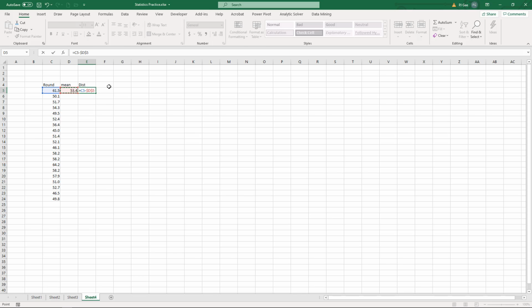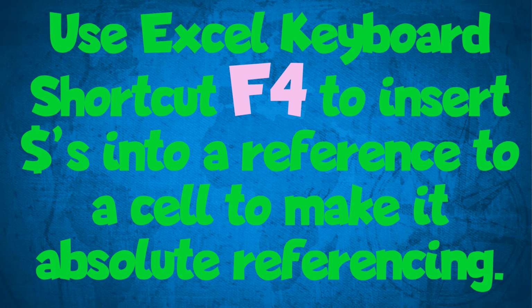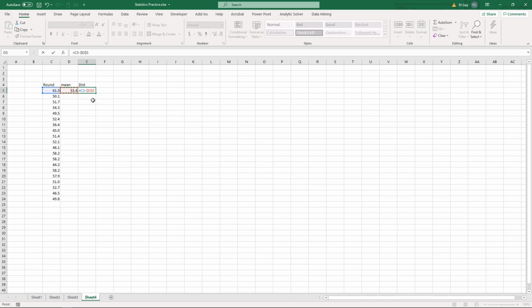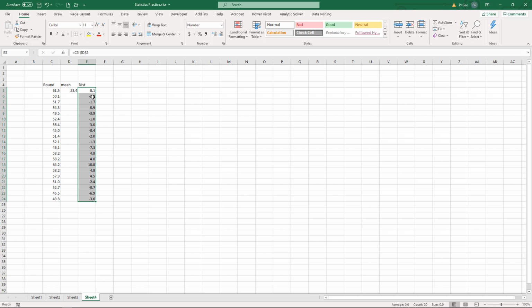Just go to that cell. You can put the dollar signs in front of there. Okay. So I hit enter. So the distance from the point to the mean was 8.1. And now we could see, let's take all the distances. And as you're going to see, some of them come out negative, right? Okay, because some of them are to the left of the mean.